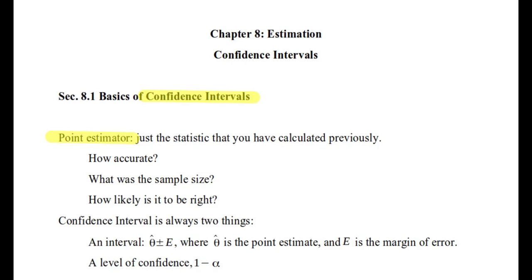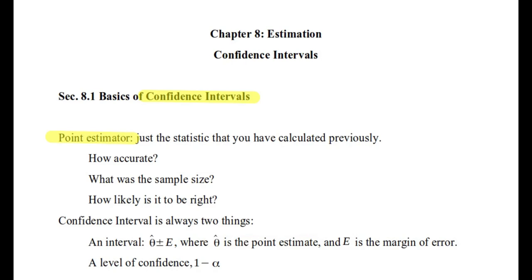A confidence interval is made out of two things. So there's the point estimate. In our notation, that's theta hat. Theta hat is a theta with a hat on it. Now, remember that a point estimate is just your sample statistic. So when we talk about a point estimate, we're saying that that is the sample mean or the sample population proportion.